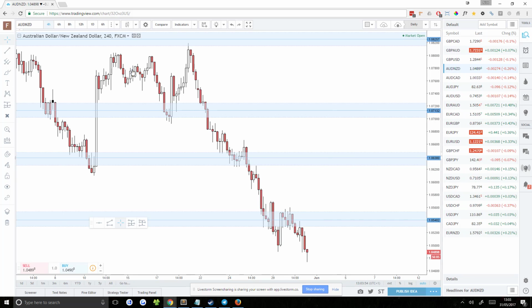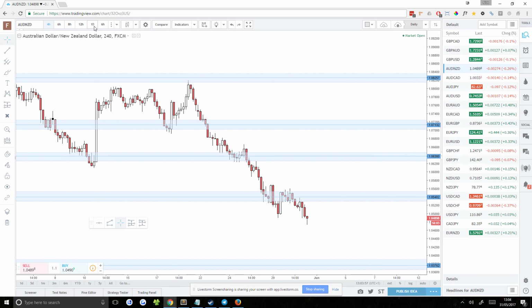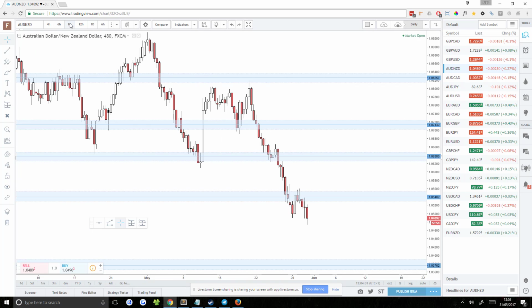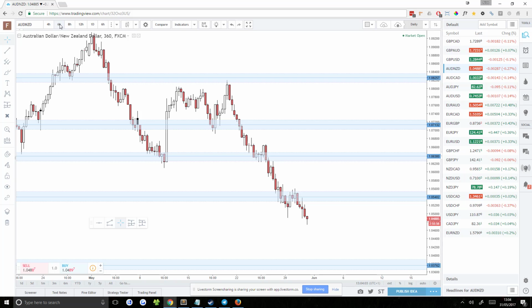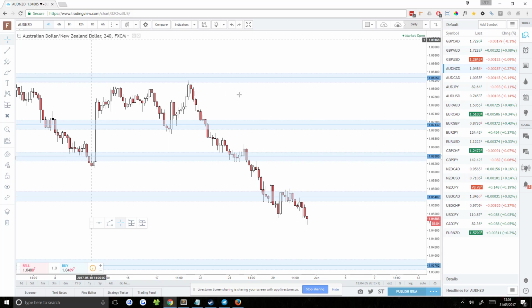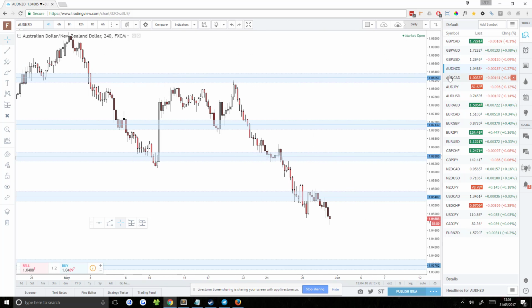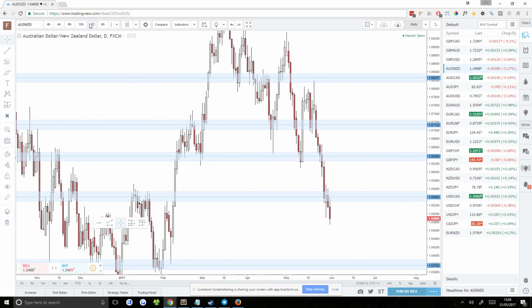All right, AUD New Zealand. What's going on with AUD New Zealand? It's continuing down, just a nice little move down. Pretty strong trend there. But as far as trades go, nothing much that I can enter.